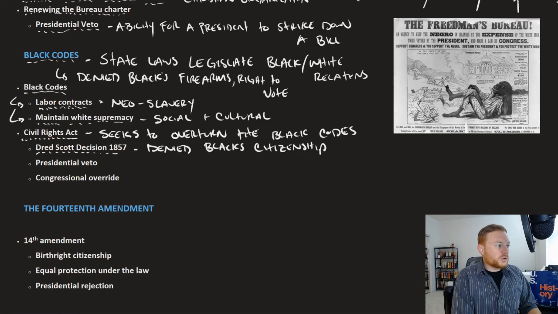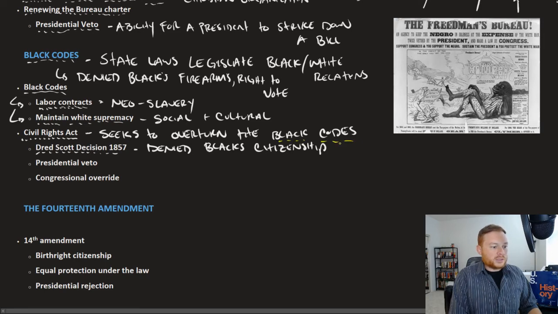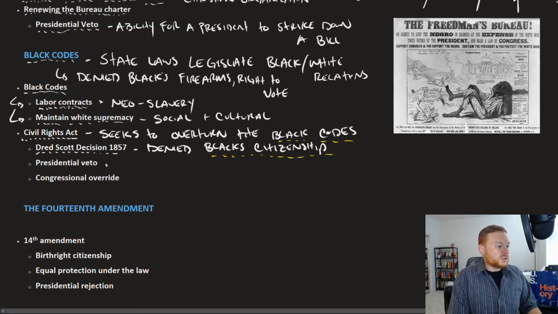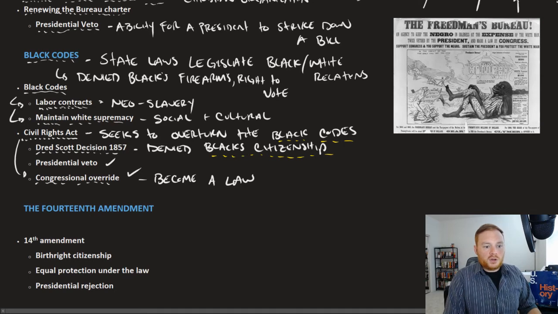Right? So for Congress, for the radical Republicans, for Northerners, this law is designed to overturn the black codes and to extend citizenship. As you might imagine, President Johnson responds to it with a veto, attempting to strike it down. However, in this case, Congress has enough to override, and so the Civil Rights Act does, in fact, become a law.